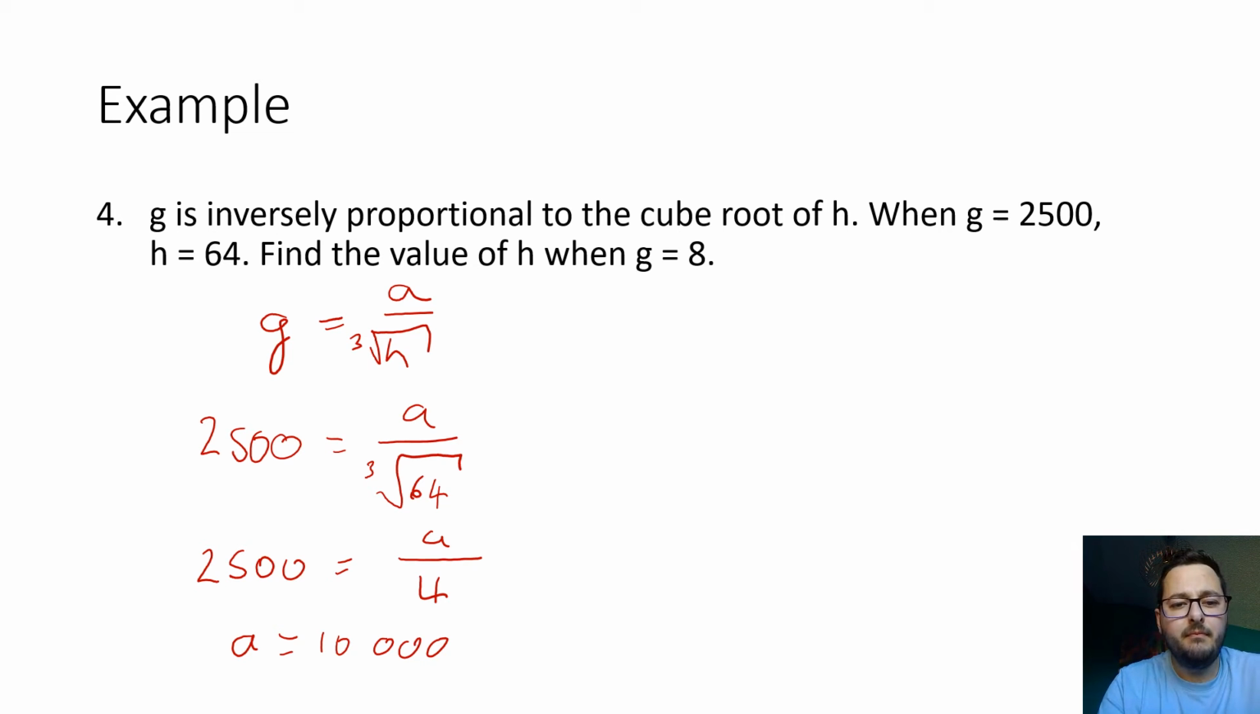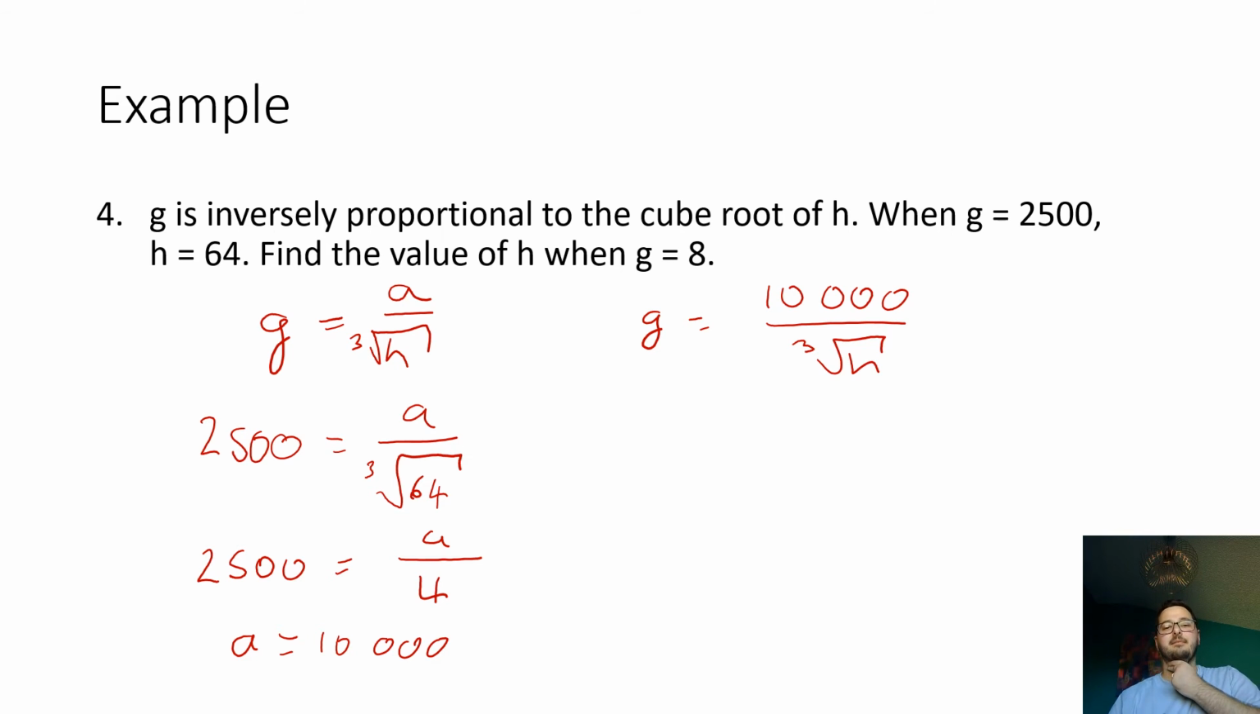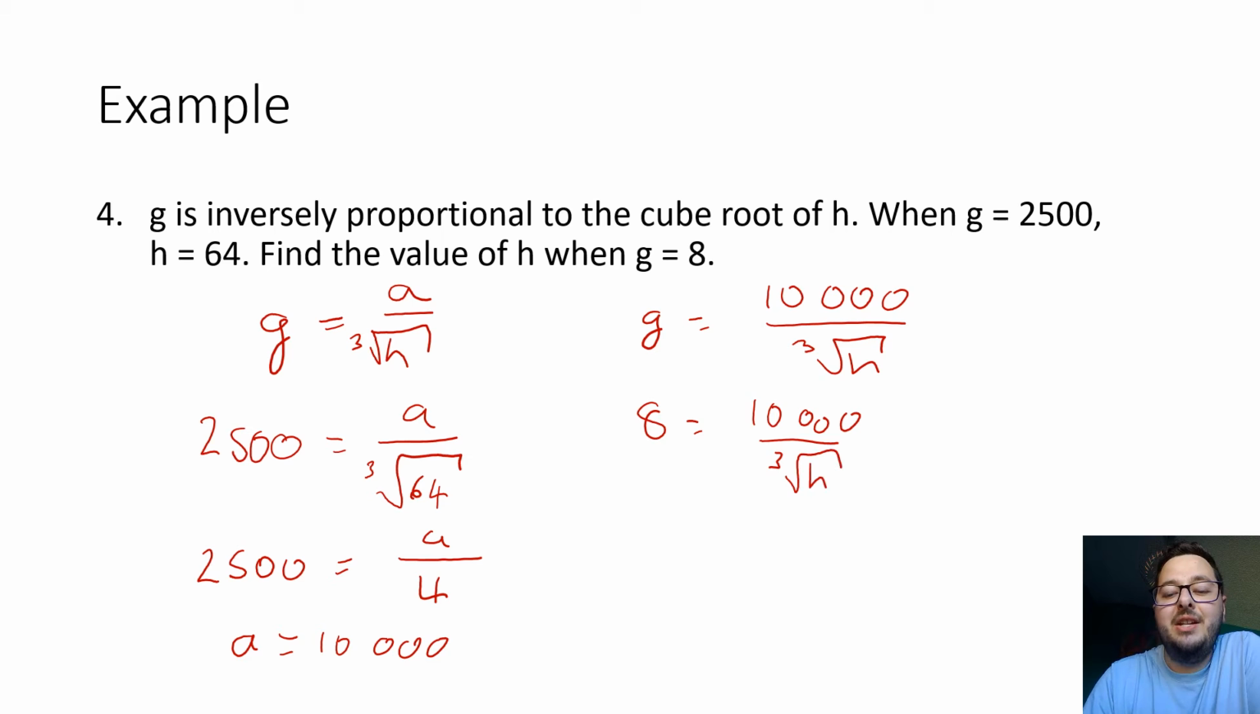10,000. Alright then, so now we can write that G is equal to 10,000 over the cube root of h. Okay. Alright then, so now we want to find the value of h when G is 8. So we'll put 8 in here, so 8 is equal to 10,000 over the cube root of h.